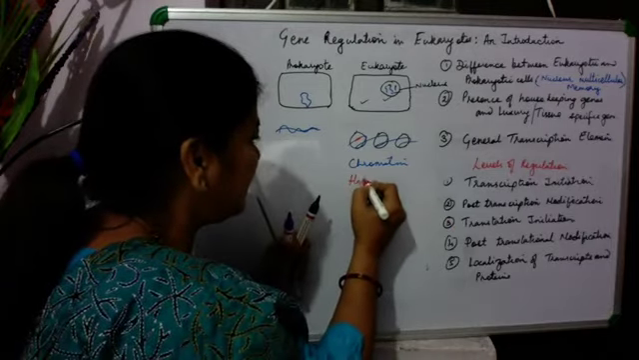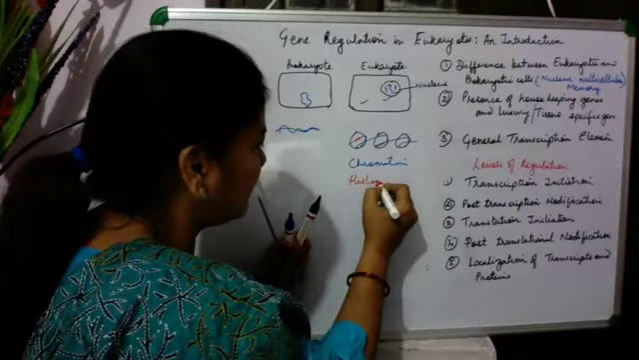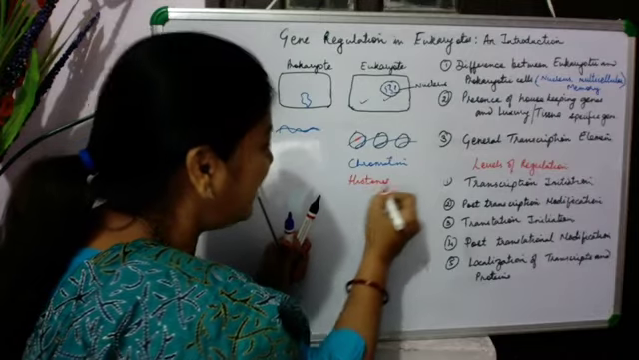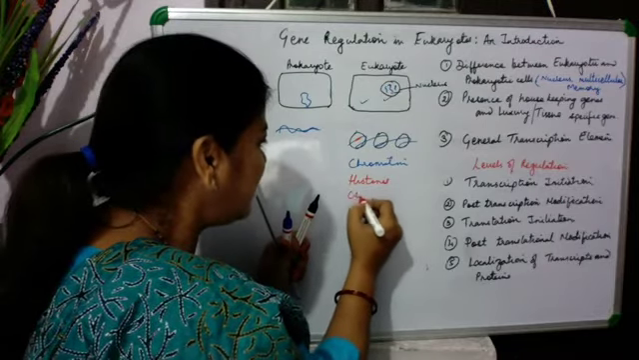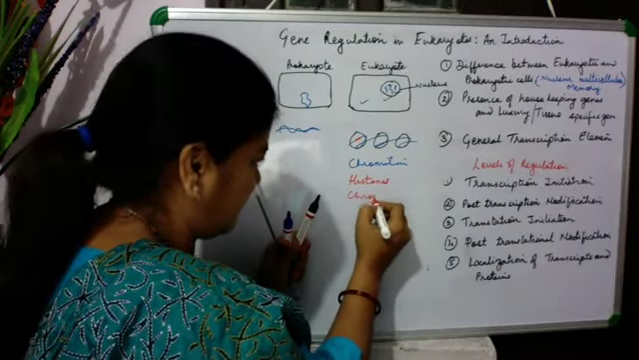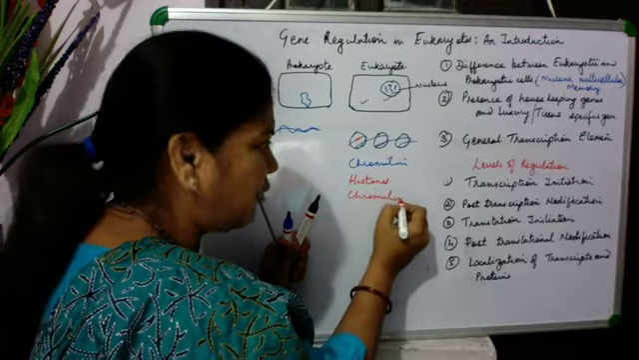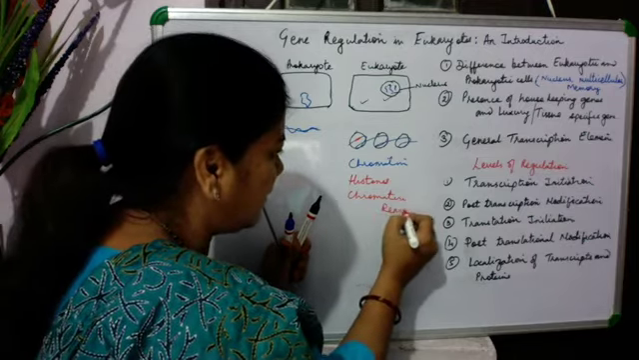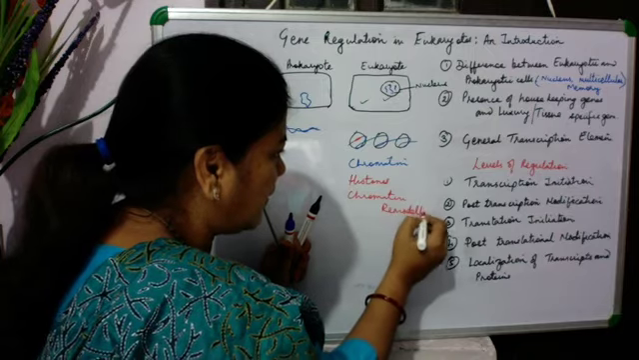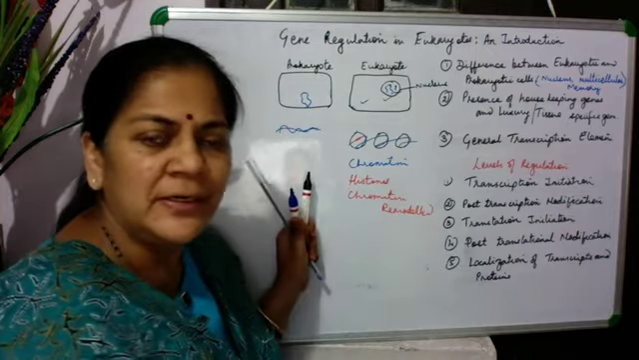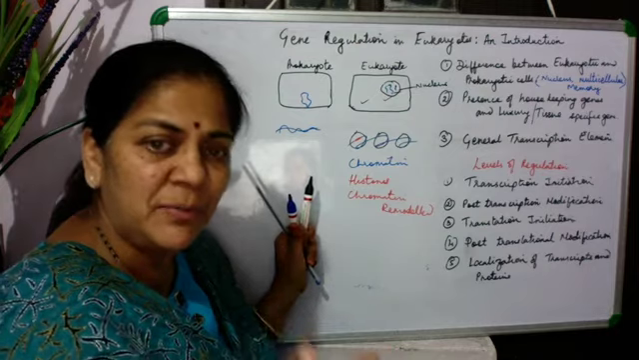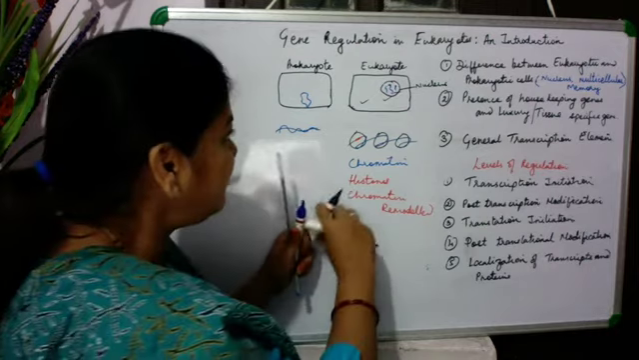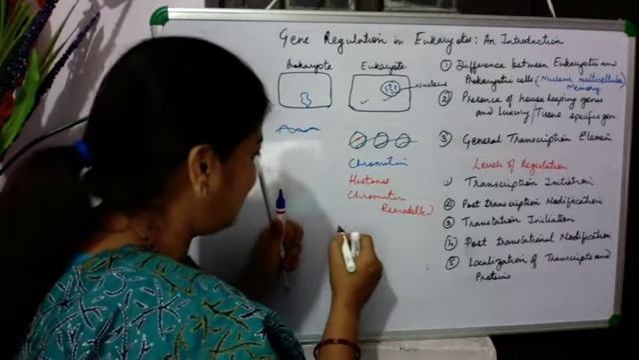Either the histones are modified, or the chromatin is remodeled. Both of them can take place at the same time also. So this histone modification and remodeling of the chromatin has an effect on the organization of the histones or the chromatin.